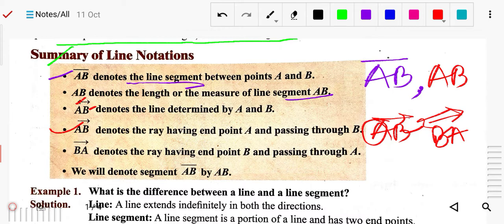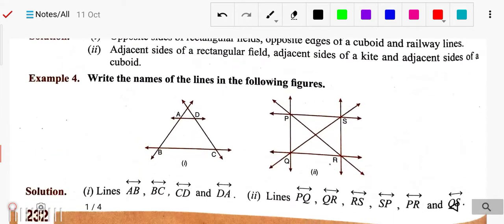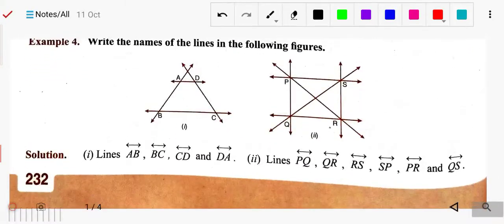Okay, so likewise you can write it like this. We will denote segment AB and AB simple line, here simple line. So this is all about the denotation, how we can denote it. See here, these are some examples, you can go through them.